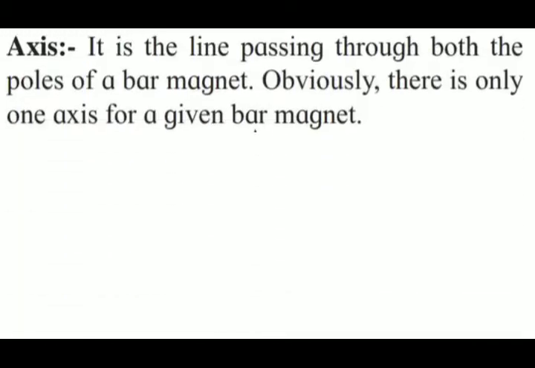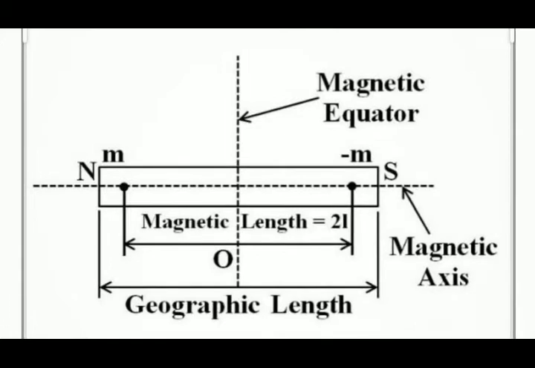Now the magnetic equator. As you can see, the horizontal line itself is the magnetic axis, and the vertical line shown here is the magnetic equator. So how are you going to define the magnetic equator? Basically the magnetic equator is defined as a line passing through the center of a bar magnet, as you can see in this diagram, and perpendicular to its axis.